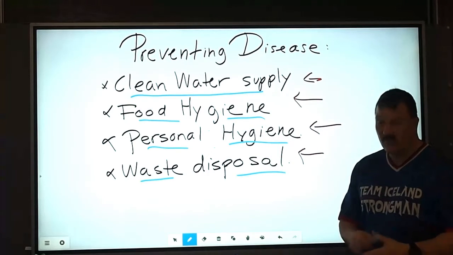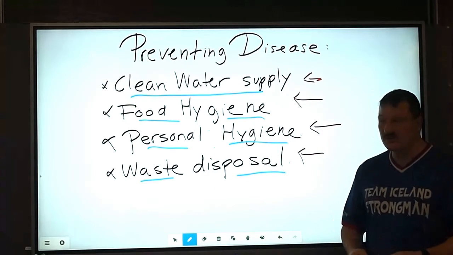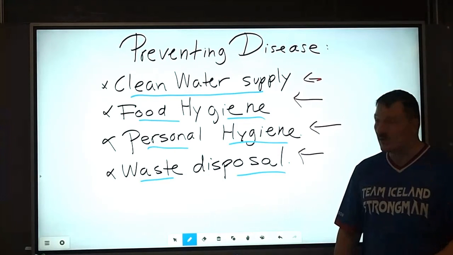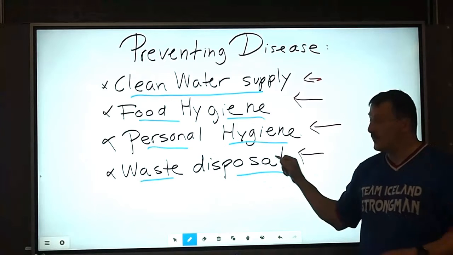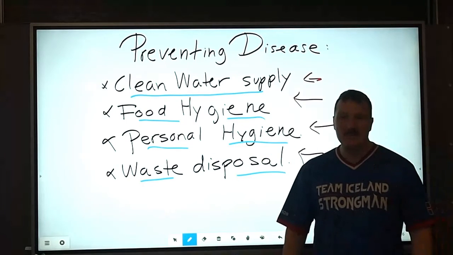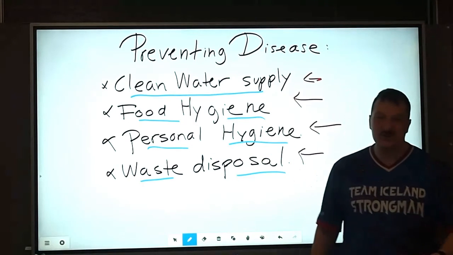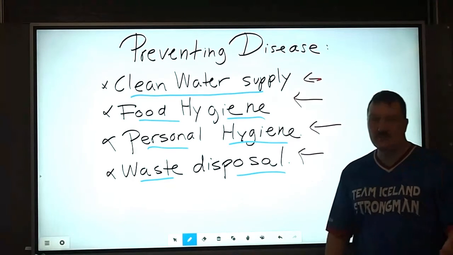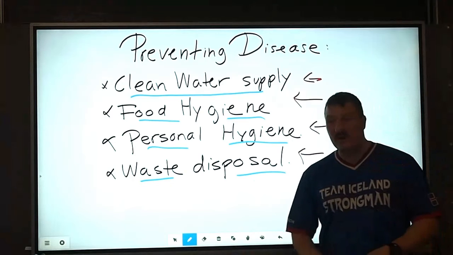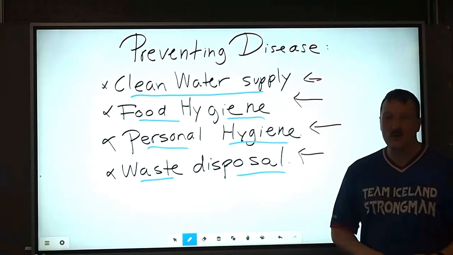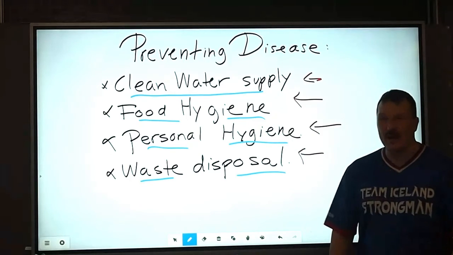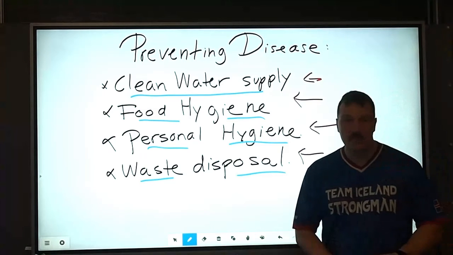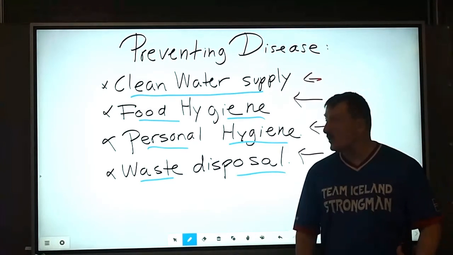We need food hygiene, food that can be stored safely. If it's not stored safely, bacteria can start growing on it. We need personal hygiene, being able to wash your hands, brush your teeth, wash any wound you might have. And we need waste disposal, the ability to get rid of our sewage and our waste in a way so it won't be lying around and be a host for bacteria and virus and so on. So all this is very important for human health.